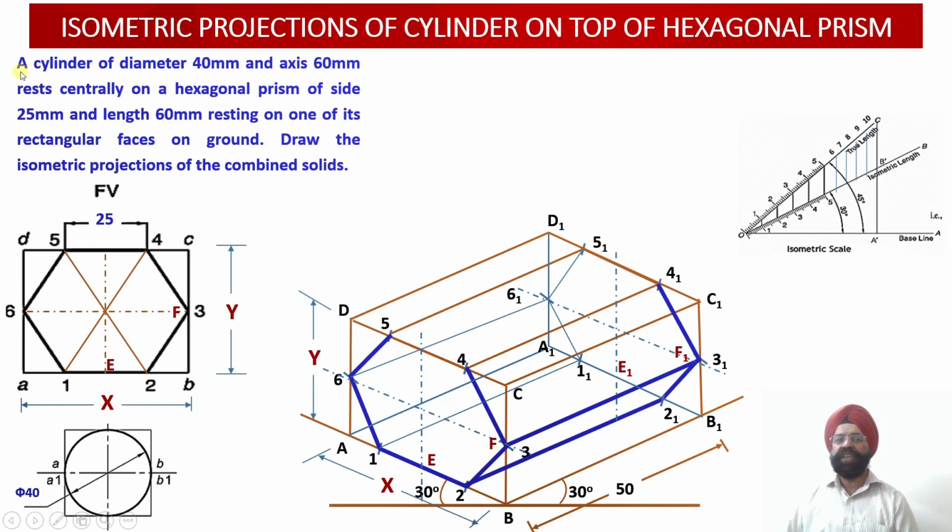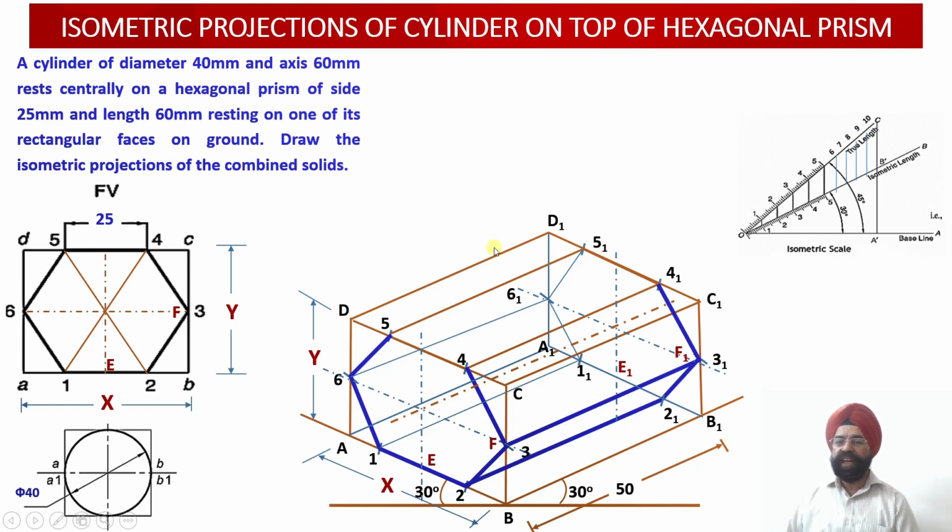So let us read out the statement. A cylinder of diameter 40 millimeter and axis height 60 millimeter rests centrally on top of a hexagonal prism of side 25 millimeter and length 60 millimeter. So I have been given the length as 60 and the edge length as 25 millimeter. Now it is resting on the ground on its rectangular faces. So this part we have already completed.